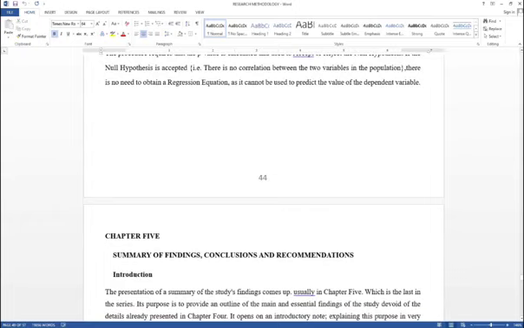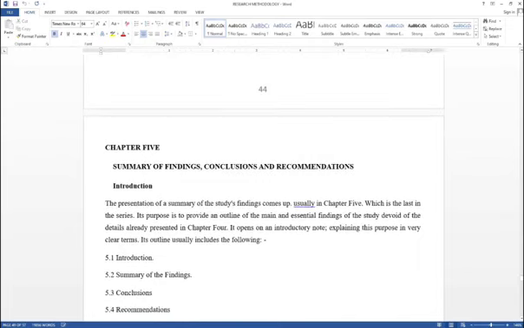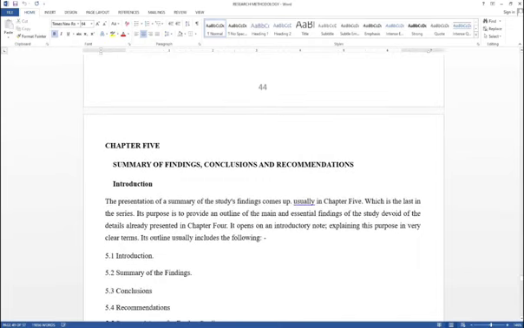Okay, having taken that down, we go over to Chapter 5: Summary of findings, conclusions, and recommendations. By now, you're already rounding off your thesis work. You've gotten all your results and your data. You're now looking at the summary, making your conclusions, and from your conclusions, you'll be able to make your recommendations.